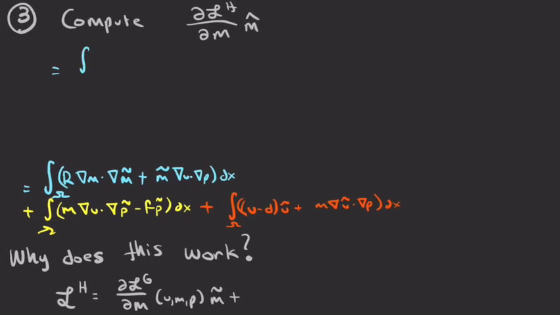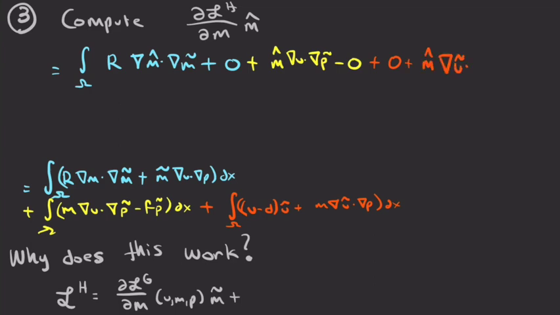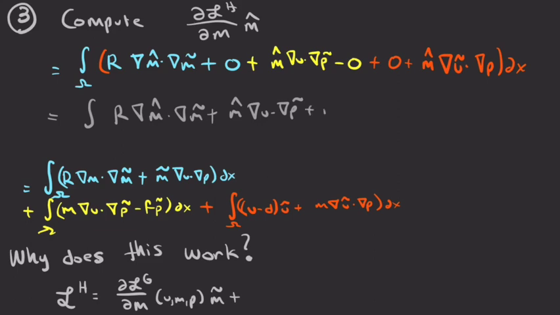So this is the integral R del m hat dot del m tilde plus 0 plus m hat del u dot del p tilde minus 0 plus 0 plus m hat del u tilde dot del p dx, and then just to simplify, this is equal to the integral of r plus m hat del u dot del p tilde plus m hat del u tilde del p dx.